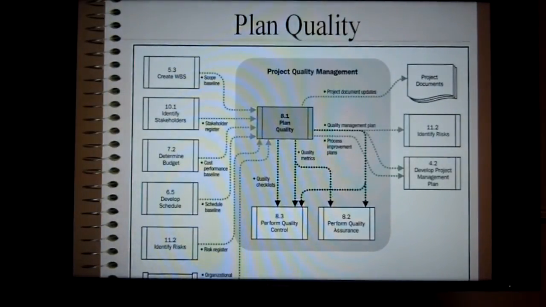Here's your project quality management overview, and it shows the step of plan quality in the center and everything in between that leads to that step. As you can see, plan quality would be the first step, which then would feed into quality control and quality assurance.